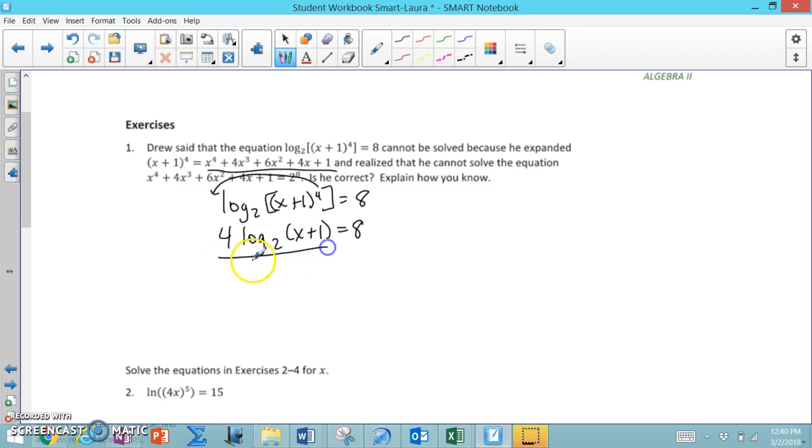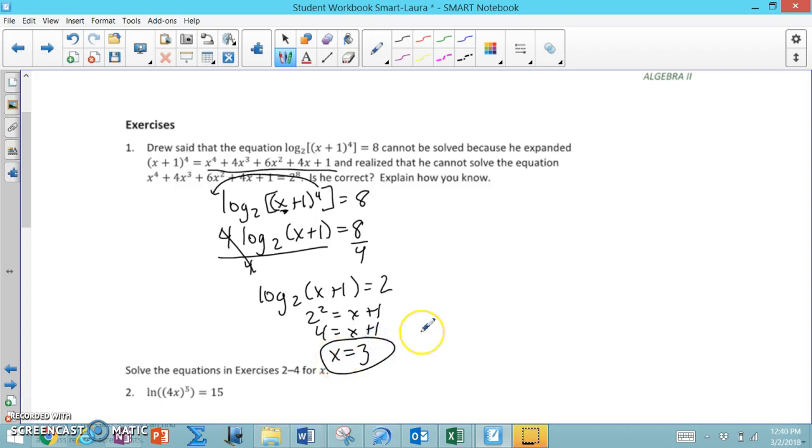Now I have 4 times log base 2. My next step would be to divide by 4. I get log base 2 of x plus 1 equals 2. And now it's like a problem on the previous page where we can rewrite it in exponential. I get 4 equals x plus 1. Subtract 1, I get x equals 3. If I plug that back in, 3 plus 1 is positive, so I can in fact solve this.